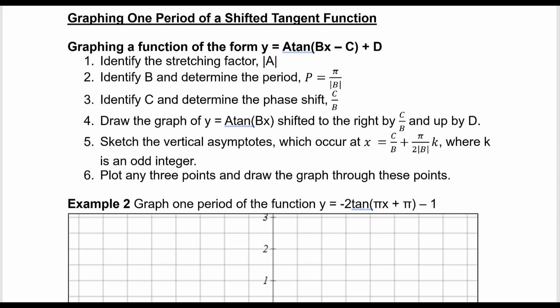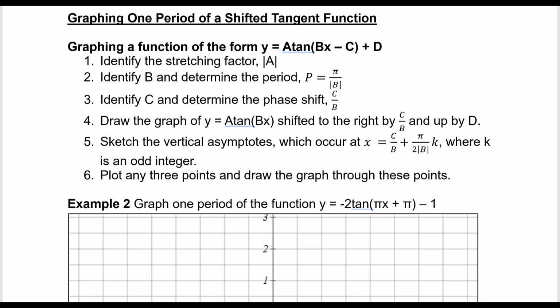Now we're going to look at graphing one period of a shifted tangent function, a function of the form y equals a times tangent of bx minus c plus d. Again, the absolute value of a is our stretching factor. We get our b as we did in the last part, and that's going to help us get our period, which is pi over b.